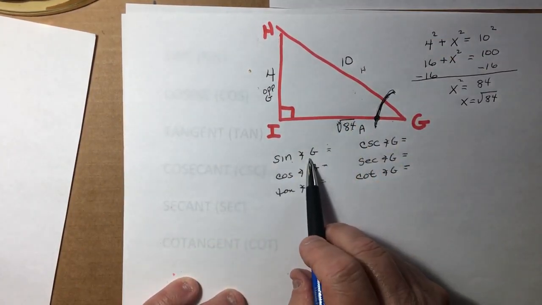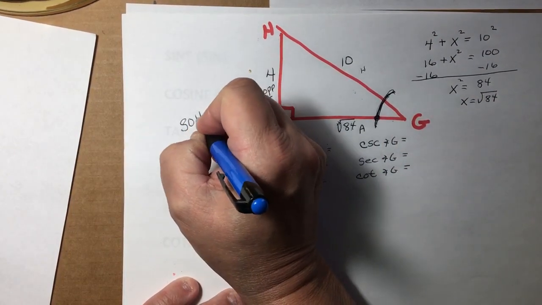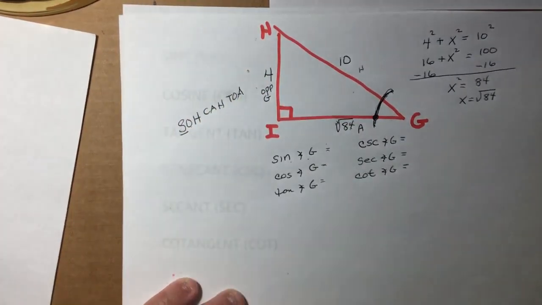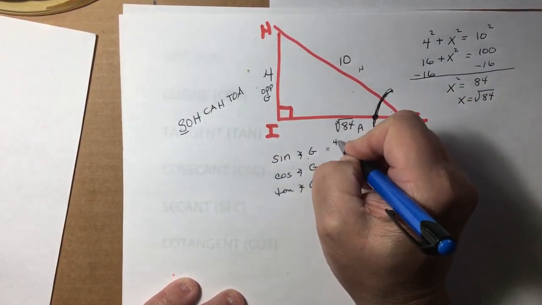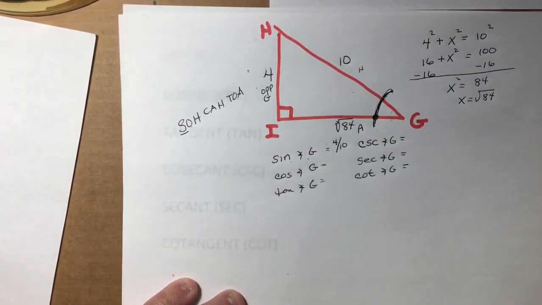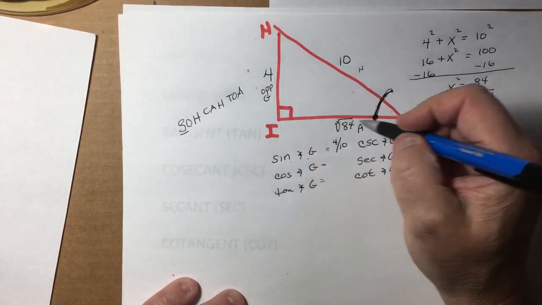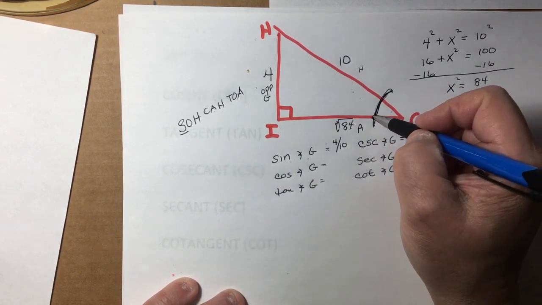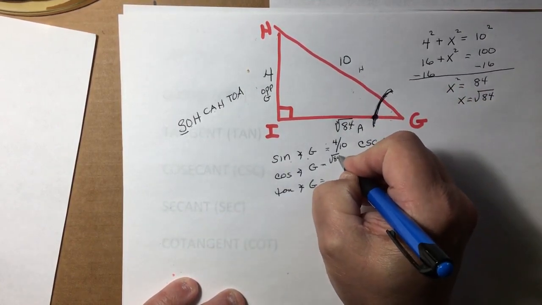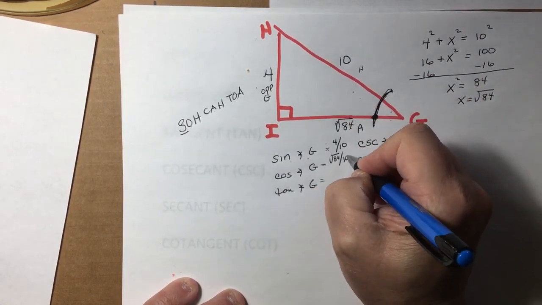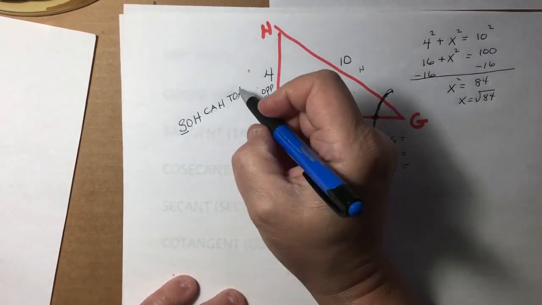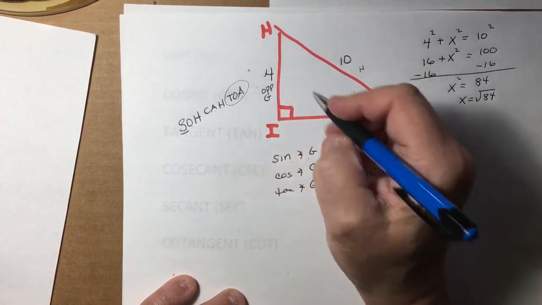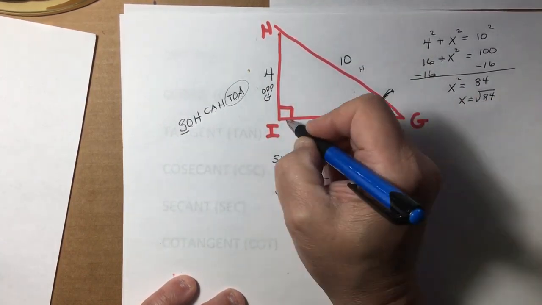So the sine of angle G. Well, we know our acronym SOHCAHTOA. The sine is the opposite over the hypotenuse. 4 is the opposite over 10. The cosine of angle G is the adjacent over the hypotenuse. Adjacent, the side that touches angle G. Square root of 84 over the hypotenuse, 10. And the tangent of angle G is the opposite over the adjacent. Opposite, side that doesn't touch, 4 over the adjacent, square root of 84.